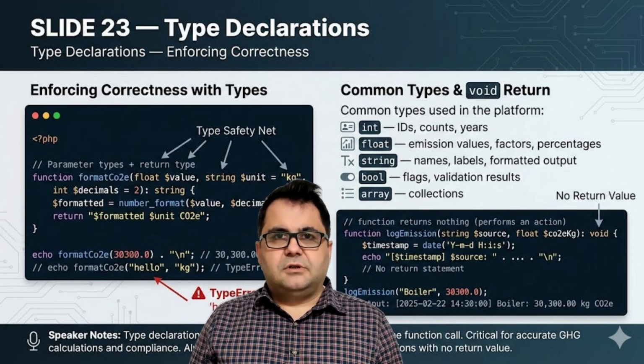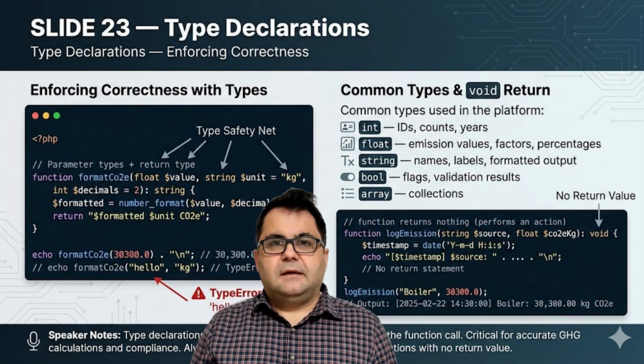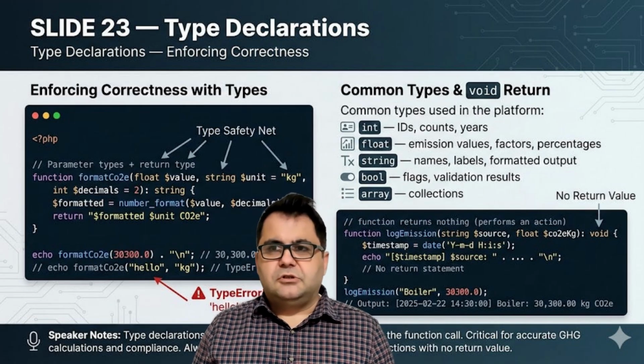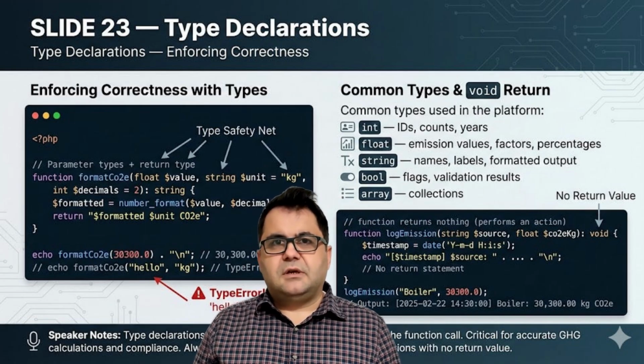A wrong type could lead to a wrong emission calculation, which could mean regulatory noncompliance. The void return type declares that a function doesn't return anything. It just performs a side effect like logging. Always declare types on your functions. It's a small effort that prevents large bugs.